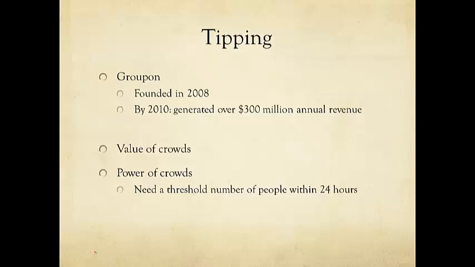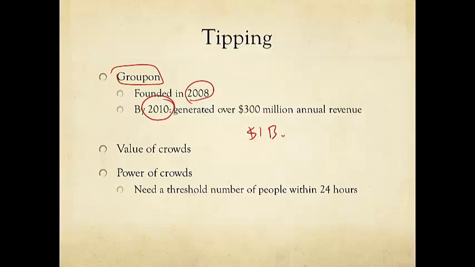There's a related phenomenon called tipping, exemplified by daily deals sites such as Groupon and Living Social. For example, Groupon was founded in 2008, a relatively recent company, and yet within 2 years it was generating over $300 million of annual revenue with a pretty high profit margin across more than 500 cities. And within 3 years, it achieved $1 billion in annual revenue, supposedly the fastest rise to $1 billion annual US dollar revenue in the history of any company. It went public towards the end of 2011.